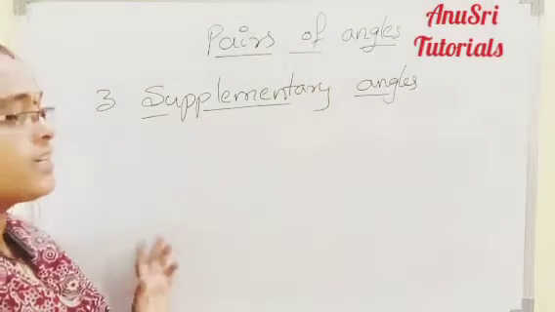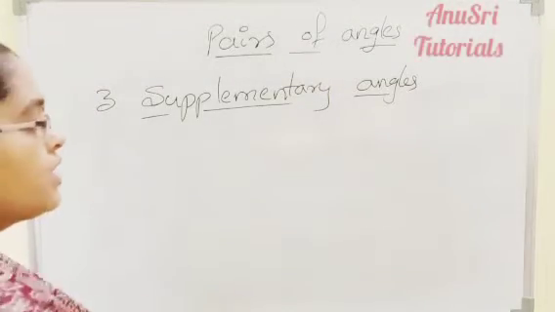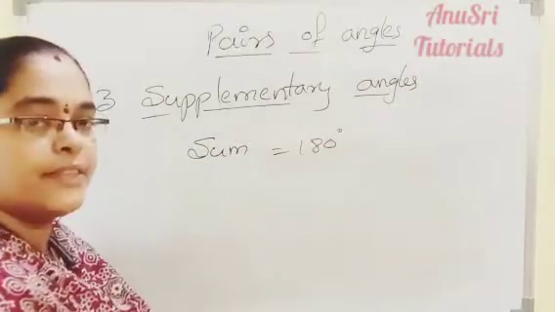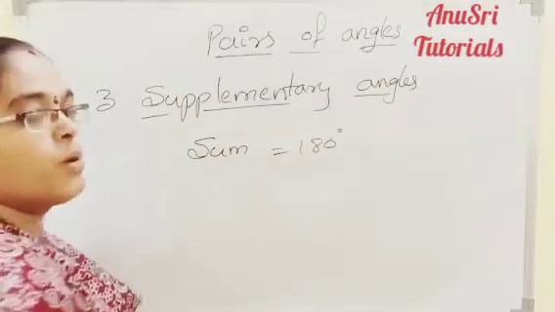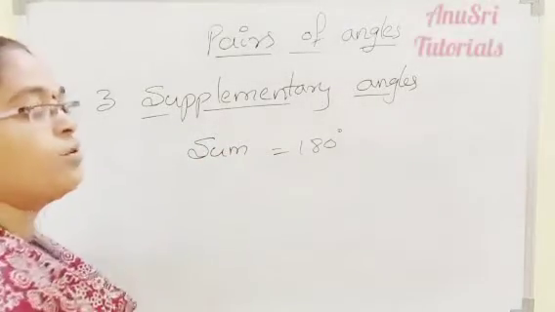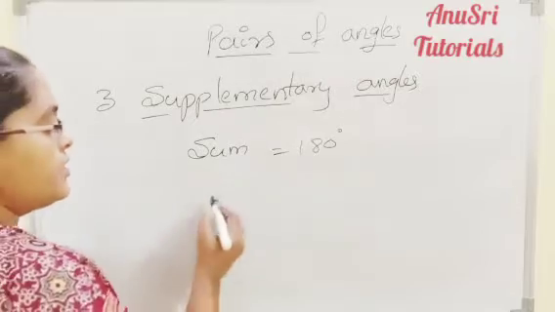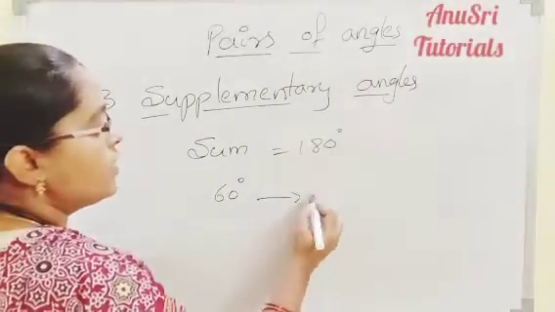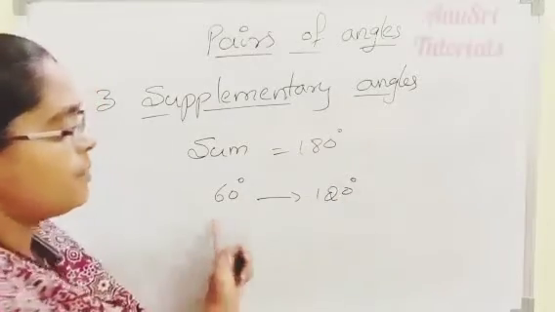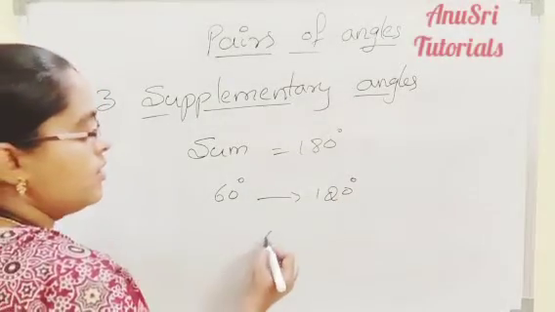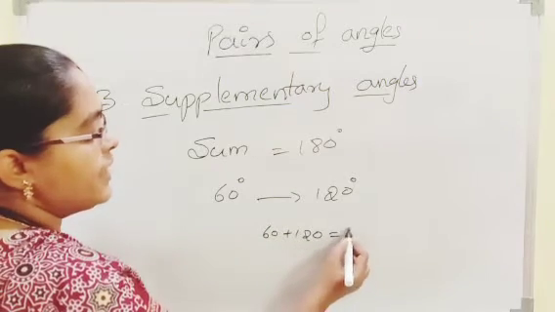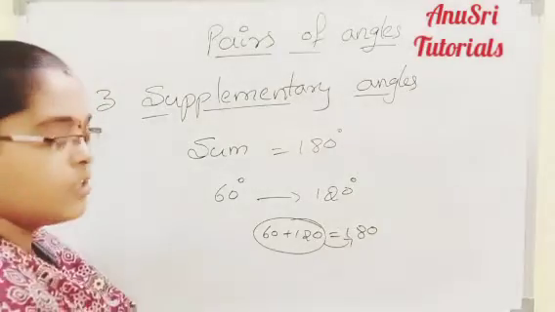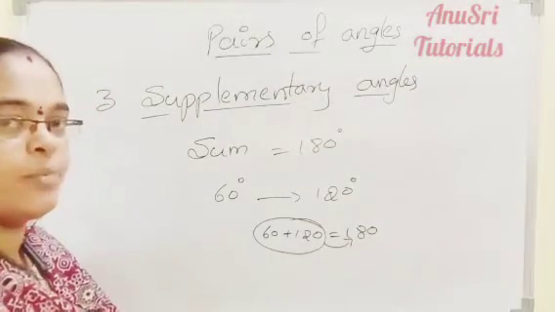Now see the third one, that is supplementary angles. If the sum of two angles is equal to 180 degrees, then the two angles we are calling supplementary angles or supplementary to each other. If you consider a 60 degrees angle, what is its supplementary angle? 120 degrees is the supplementary angle of 60 degrees because 60 plus 120 we will get 180. So the sum of these two angles is equal to 180, so these two angles we are calling supplementary angles.